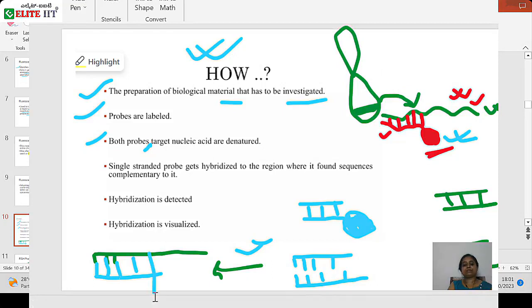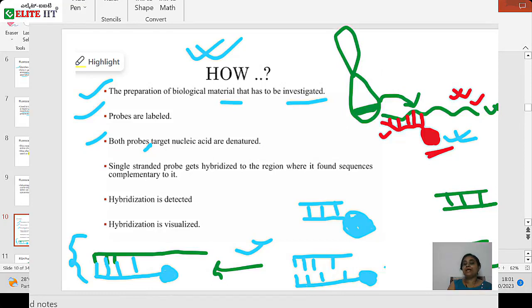This is the hybrid one. Now, in this case, what is happening? In this case, one probe is labeled, a fluorescent compound is attached. Here also a fluorescent compound is attached, so that you can identify the hybrid because the fluorescent compound is attached.